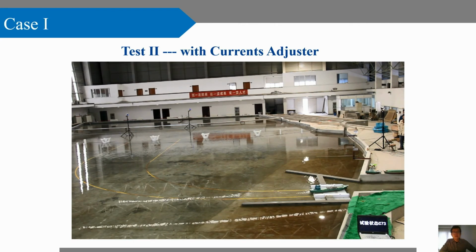As we can see, due to the effects of strong current, the algorithm generates a different route to make sure the ship is away from the barrier. It is much safer than before.